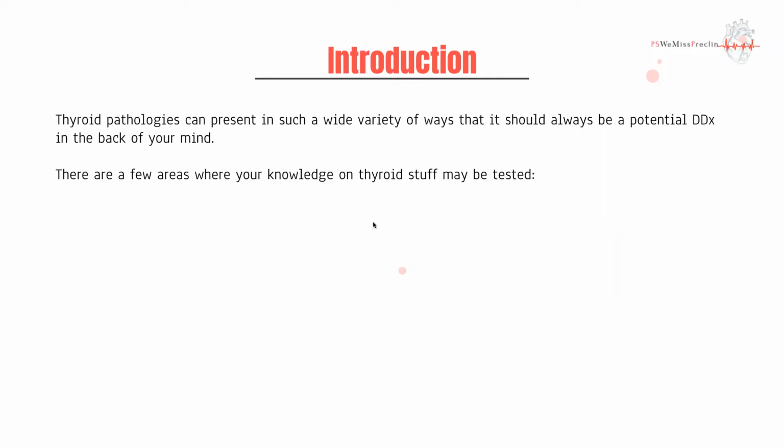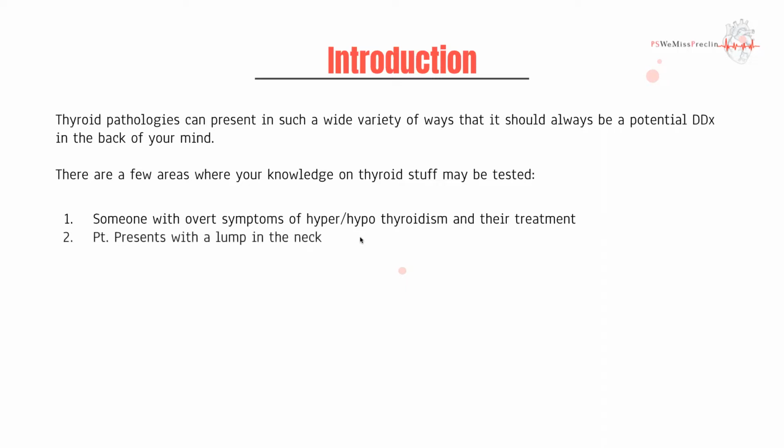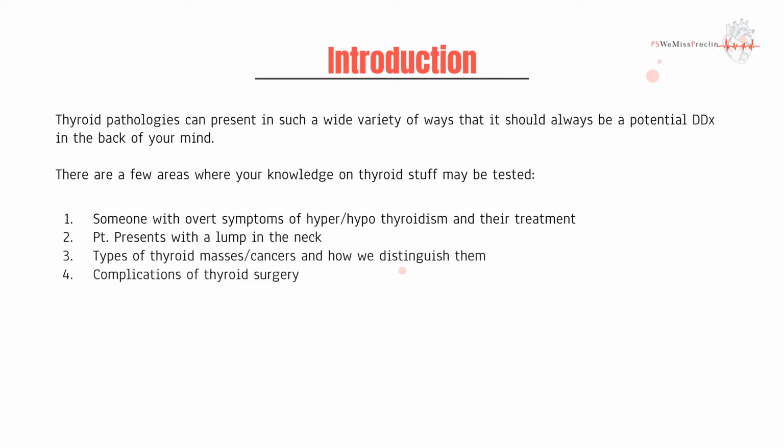So there are a few things that you should know when it comes to thyroid stuff. Firstly, you have someone with overt symptoms of either hypo or hyperthyroidism, how to treat them. Secondly, you have a patient presenting with a neck lump. You should know the types of thyroid masses, cancers, how we distinguish and how we treat them. And lastly, you should know about complications of thyroid surgery.